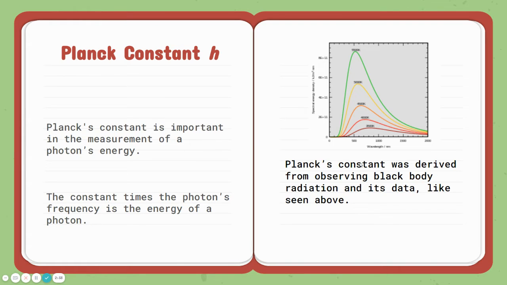Planck's constant was derived from observing black body radiation and its data, like seen above. So using these graphs, we were able to determine what Planck's constant was. Or, well, I wasn't able to. Planck was.